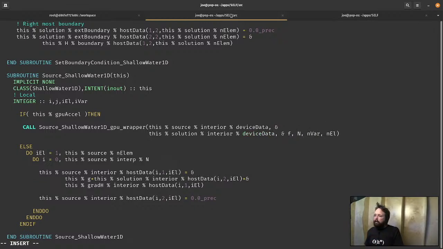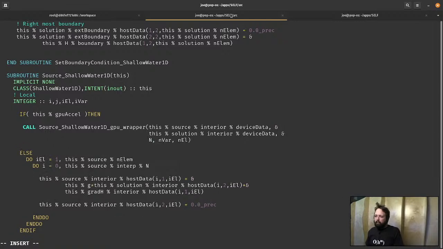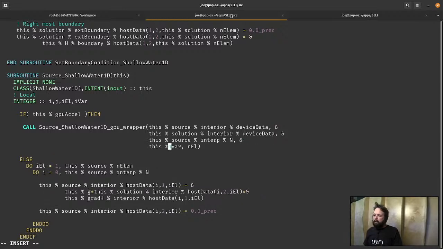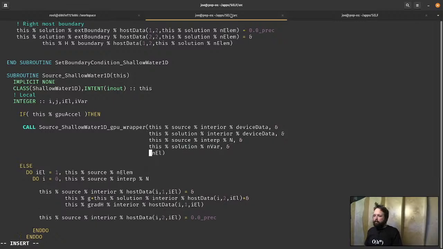Okay. We actually don't need this Coriolis parameter anymore, so I'm going to go ahead and remove that from the interface definition. What we need is the degree of the polynomial, so that would be source interp, the interpolant associated with that source term of degree n. We need the number of variables, so that's just going to be solution %nvar. And then we just need the number of elements.